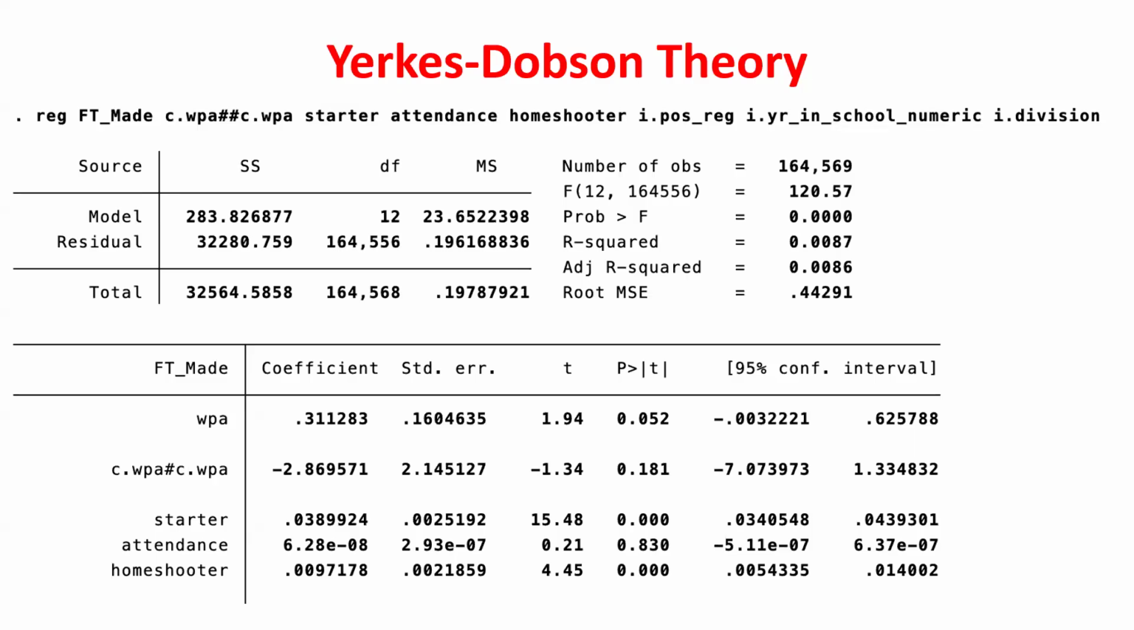So I was thinking about this pressure measure as the variable that was my independent variable, the thing that was changing. And whether or not I made this free throw was the variable I was trying to predict. So initially, as that WPA variable increases, I'm going to see that the free throw being made increases, but at a decreasing rate.